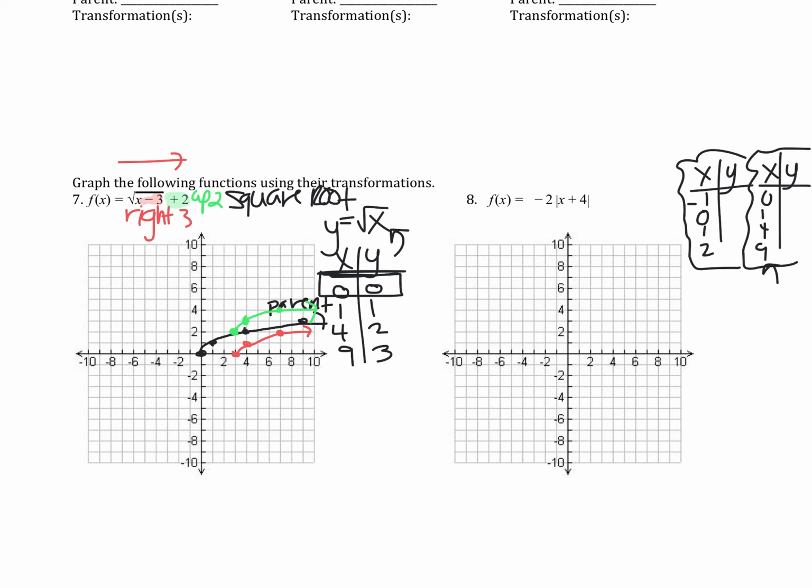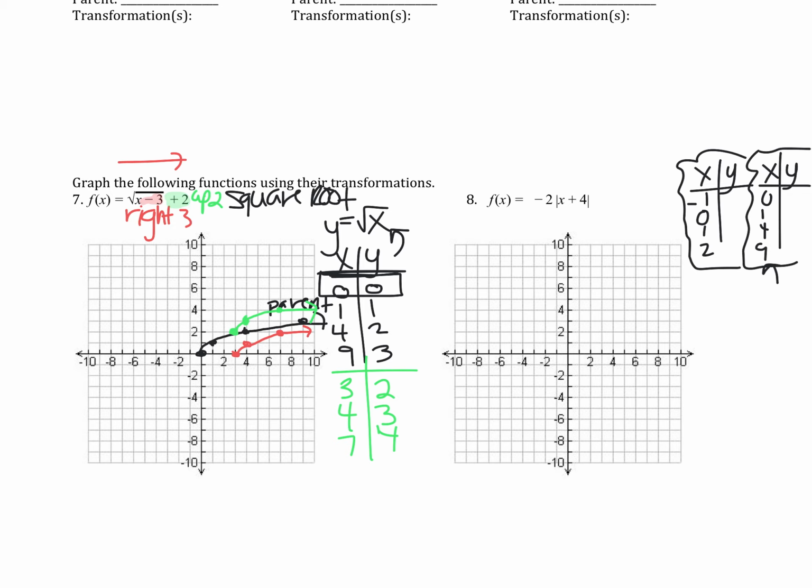So if I were to write the ordered pairs of my new points, I've moved the entire graph right 3 units and up 2 units. So my new points are at 3, 2. That's at 4, 3. And 7, 4. That last one ran off the graph, and that's okay.